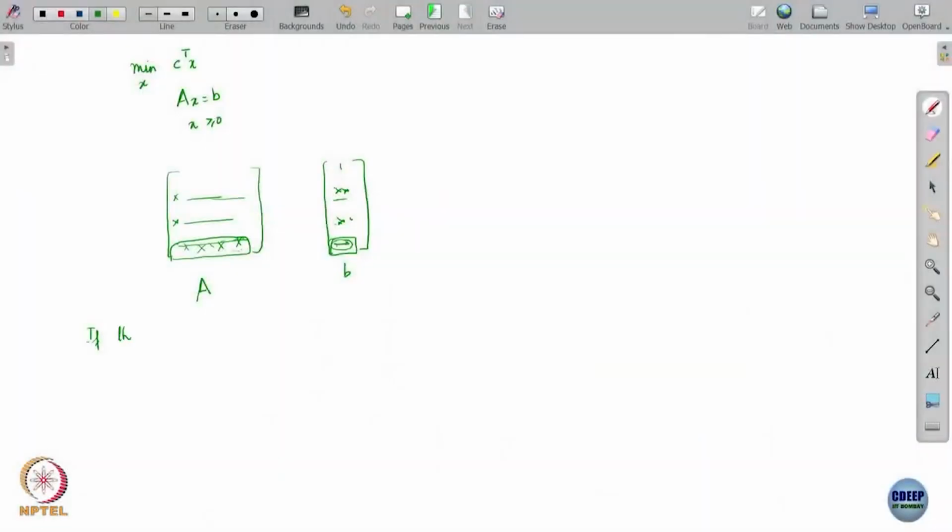Okay. So if the problem is feasible, then I can do the above transformation, then by row transformations we can reduce the problem to this form. We get something like this.